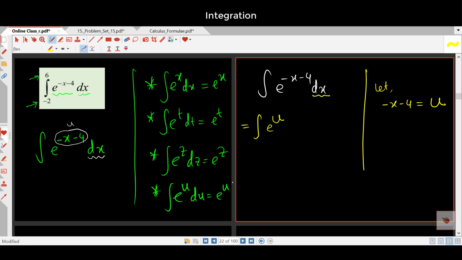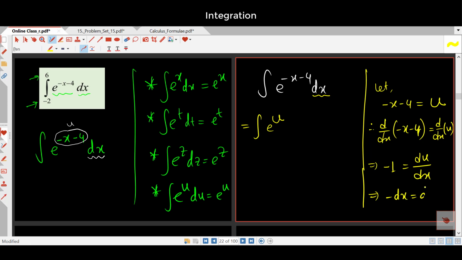At the same time, we need to convert dx, so that's why we have to differentiate here. So differentiation of minus x is minus 1. Differentiation of minus 4 is 0. I am writing directly here. d/dx of u, that is du/dx. Your target is to find dx. So minus dx equals du. That means dx equals minus du. So this is dx. So what is dx? Dx is minus du.